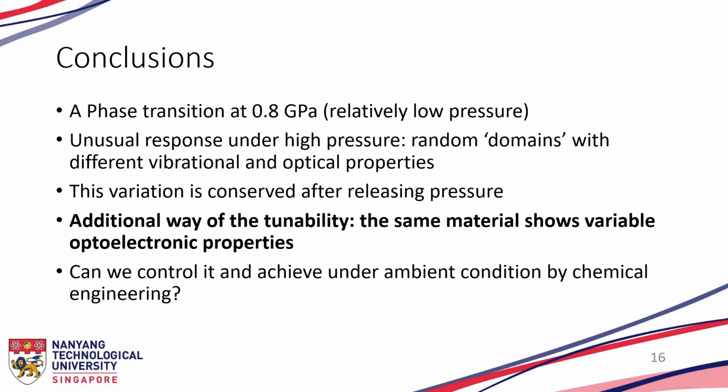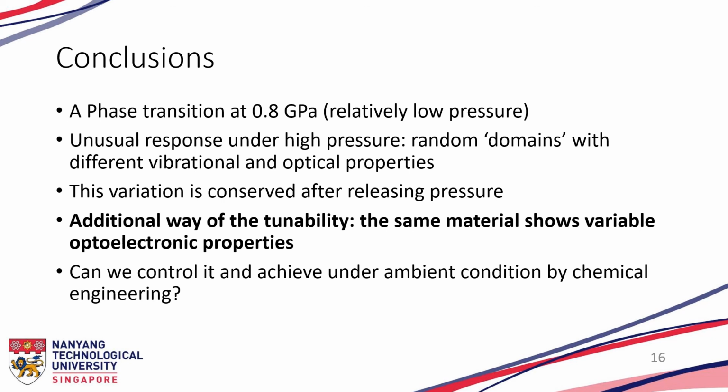So, conclusions. We have a phase transition in this material that happens at relatively low pressure in comparison with other 2D perovskites with shorter chains. Then we have seen an unusual response under high pressure with different random domains exhibiting variable vibrational and optical properties. And this variation sometimes is conserved after pressure release, sometimes the transition is completely reversible.